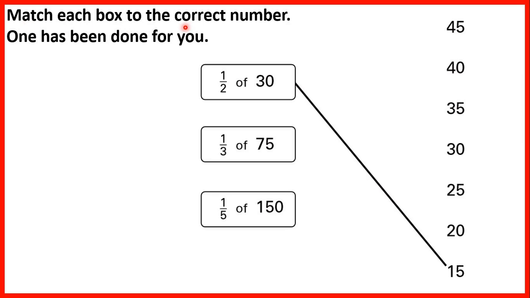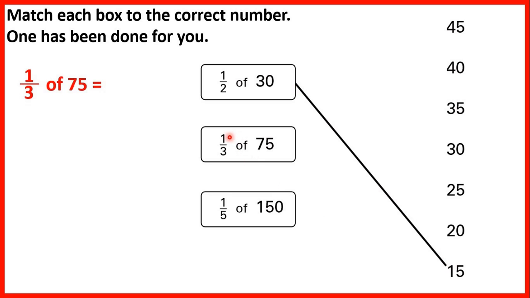Match each box to the correct number. One has been done for you. So here we can see that we need to find a fraction of a number, and if the numerator is 1, to find a fraction of a number, all we need to do is divide the number by the denominator. So 30 divided by 2 is 15, which means that half of 30 is 15.